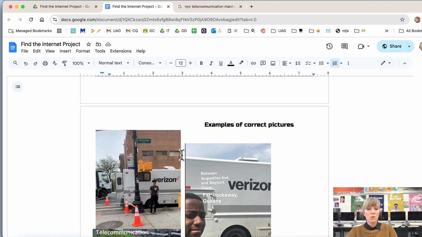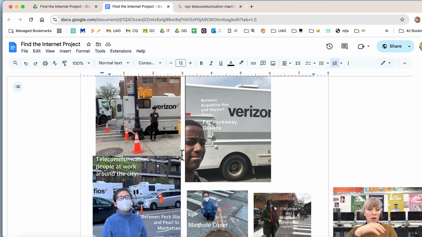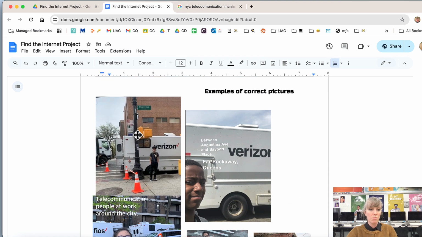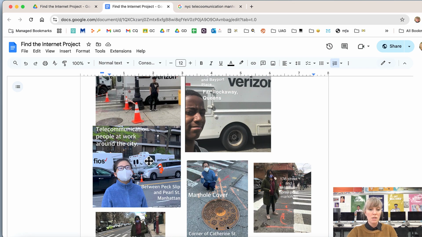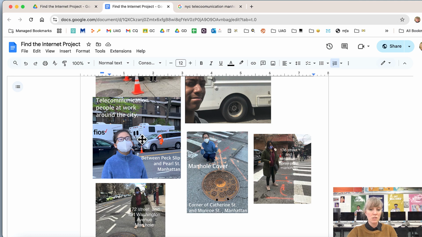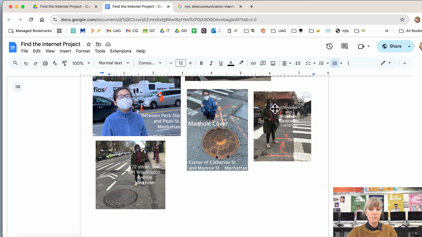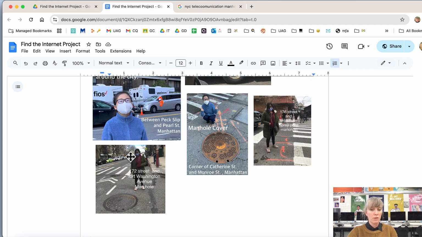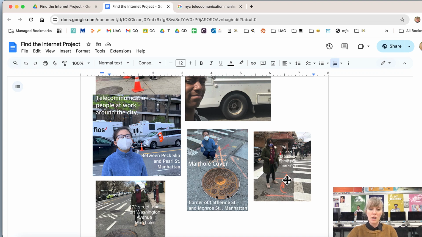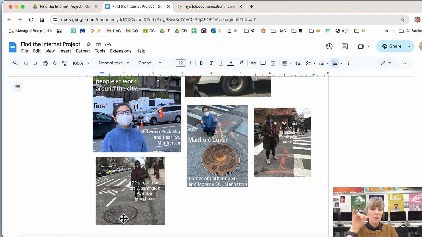Okay. So here are some examples from students. This is a student from previous years. He has the indication of where he is in front of a Verizon truck. You can see these are Verizon trucks. This is this person in front of a manhole cover. She is indicating the orange markings that indicate telecommunication lines and a manhole cover. So this person did the orange markings and a manhole cover.